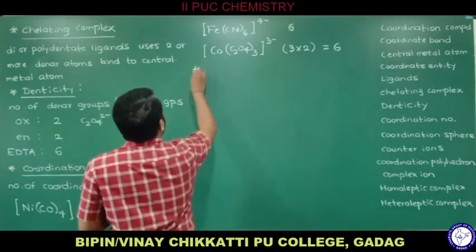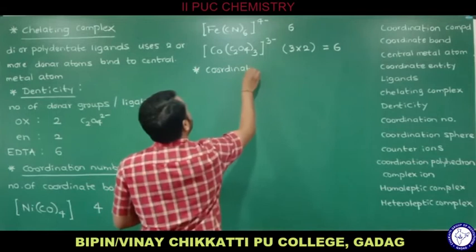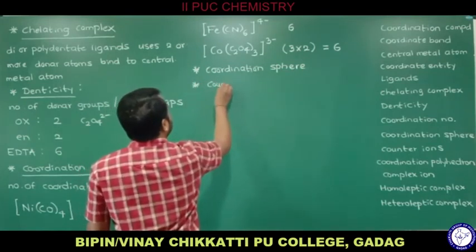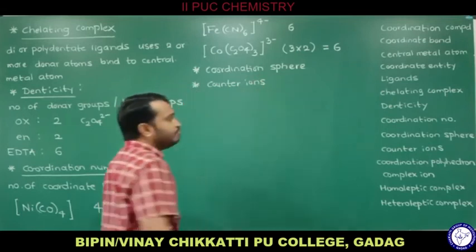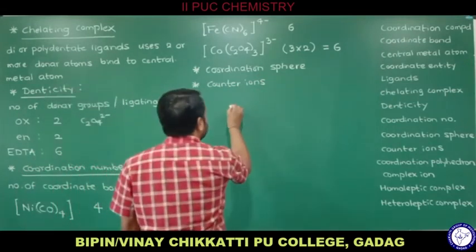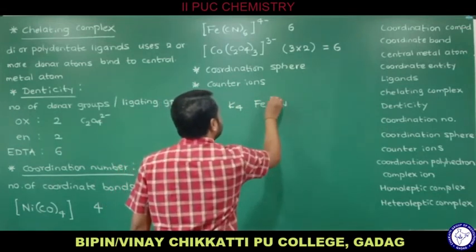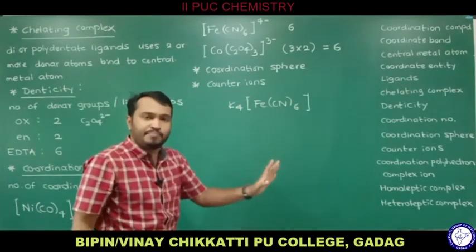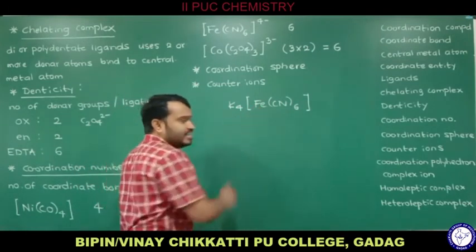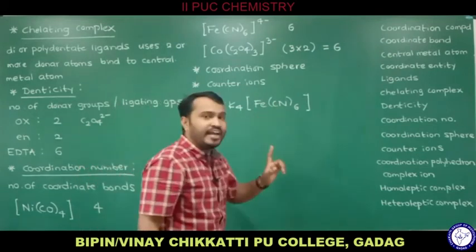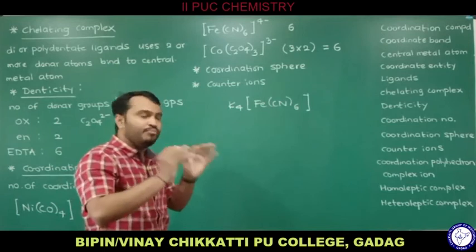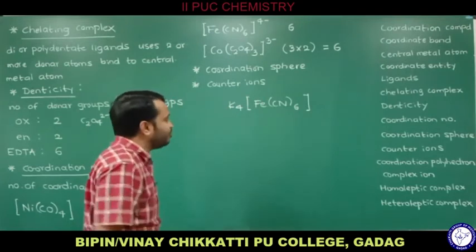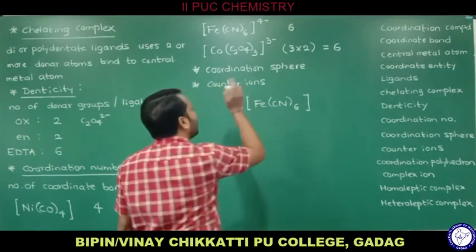Next term, coordination sphere, and I will explain the next one also, that is counter ions. So let me consider one simple example: K4[Fe(CN)6]. Now you know this is an example of a coordination compound where iron is the central metal atom and CN minus is the ligand, a monodentate ligand that may also act as an ambidentate ligand. We have a positive ion K4 and the structure. So first we will see the meaning of coordination sphere, and later we will see counter ions.